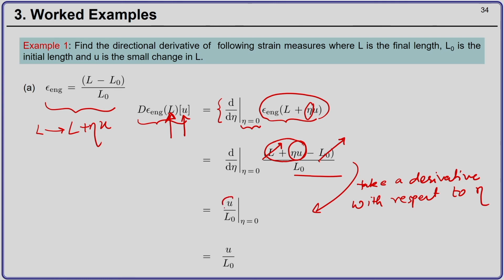So, the only term we are left with is u, because d by d eta of eta u will be u, divided by L 0, and this has to be evaluated at eta equal to 0. Since we do not have any eta term in this expression, this eta equal to 0 does not have any meaning. So, finally, we arrive at the following value of the directional derivative of the engineering strain at length L in the direction u, and this is given by u by L 0.